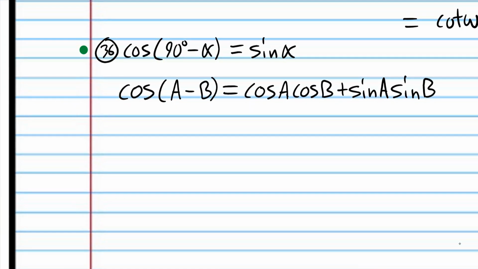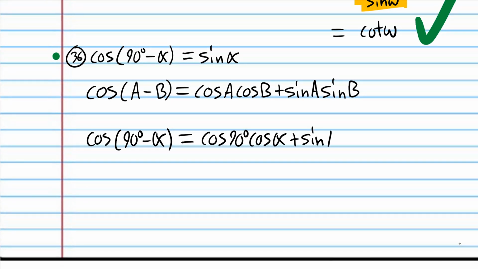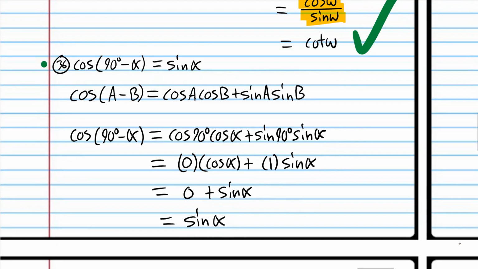Okay, we're back. So cosine of 90 degrees minus alpha is equal to cosine 90 degrees times cosine alpha plus sine 90 degrees times sine alpha. Now cosine 90 degrees, if you have your cosine graph in front of you, you know that that's 0. Sine 90 is 1. So we have 0 plus sine alpha, which of course is equal to sine alpha, so we proved it.